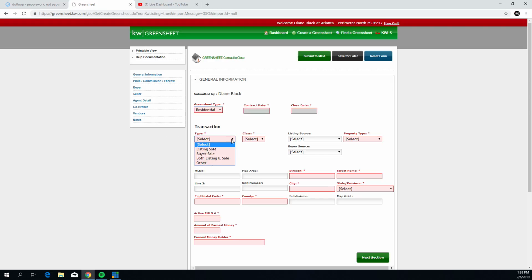Type. Now this is where it's going to make a difference if you're the listing agent or the buying agent. Listing sold, buyer sold. Occasionally you might have both listing and sale. It better not be dual agency, it better be a customer, because you don't want to represent both sides as a client. So if you're in a dual agency situation, I say, oh, can't do that, so I call up Bob and say, Bob, I need you to do the other side. Who does the green sheet?